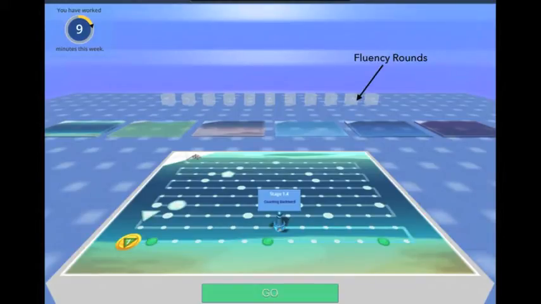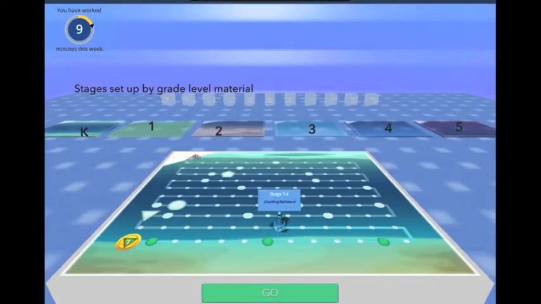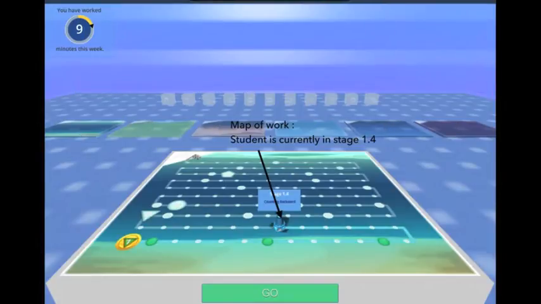The fluency rounds are depicted by the little gray boxes, which will turn green as the students finish each fluency round. And then the stages are set up on these little screens at the back. As you see, kindergarten, 1st, 2nd, 3rd, 4th, and 5th grades are all separated out. As students finish them, you'll see a check mark on top of each of the grade levels. Then if you look at the Symphony game board, you can just see where your students are by looking at where their Symphony game piece is located on the board.